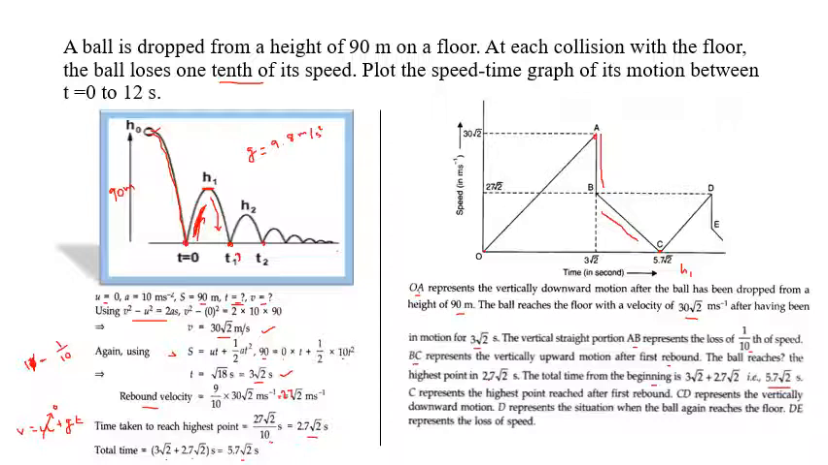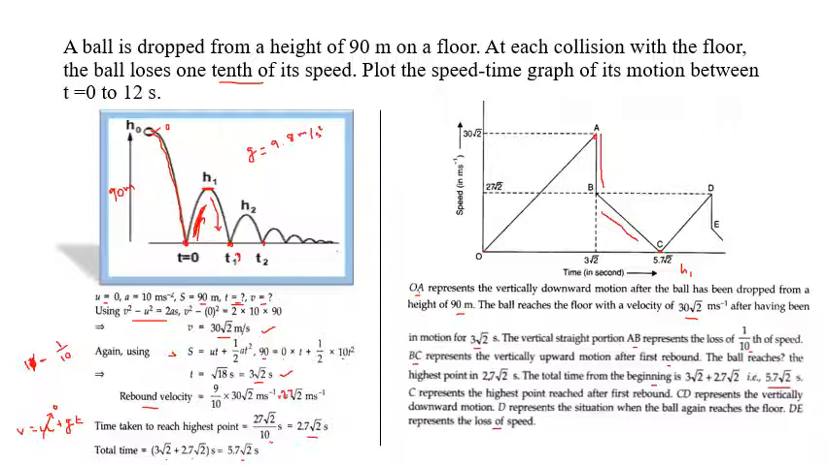And DE represents the loss of speed. DE again represents the loss of 1/10 of the speed. It will go on like that. So we'll compare these two diagrams. I hope you understood this question, but anyway, we'll see.